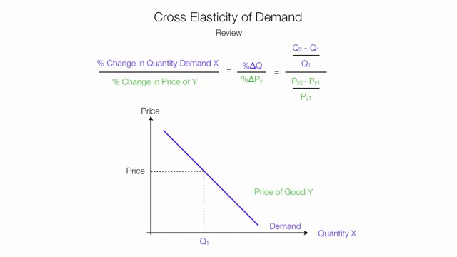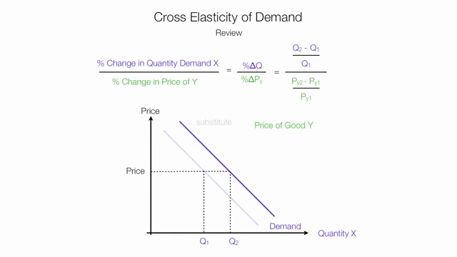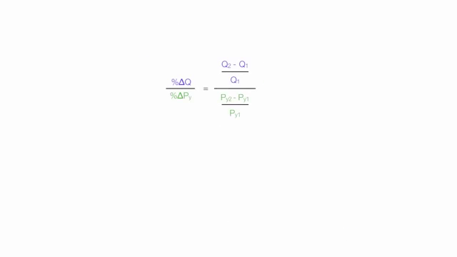Now imagine price of good Y goes up, the demand of good X increases, price remains the same, but quantity increases from Q1 to Q2. Good Y and good X are substitutes, and that equation is positive. So now, if the sign of that equation is positive, good Y and good X are substitutes. If it's negative, good Y and good X are complements.